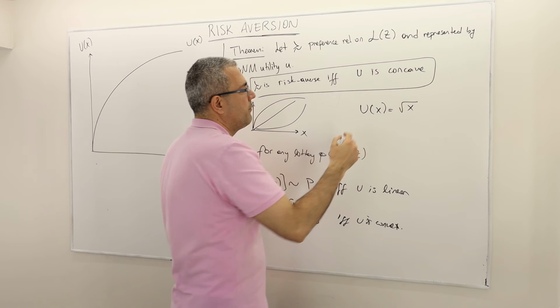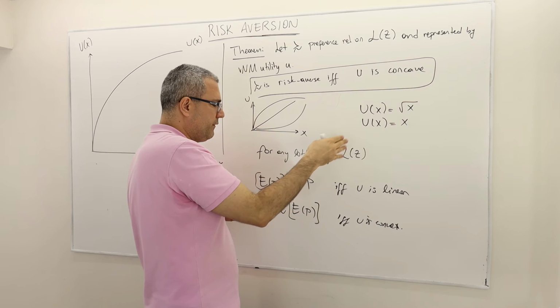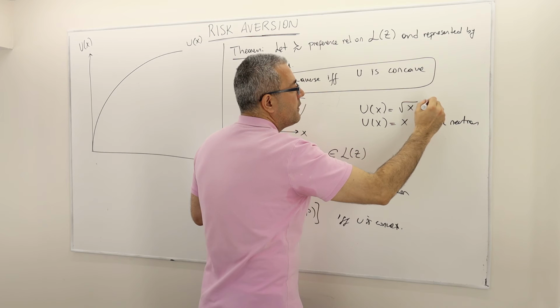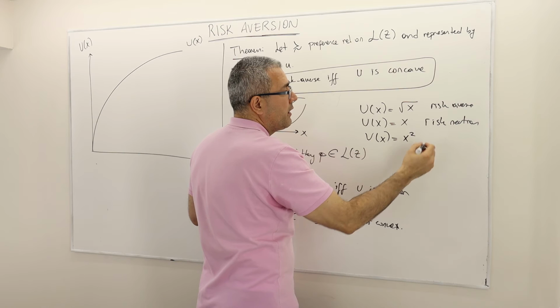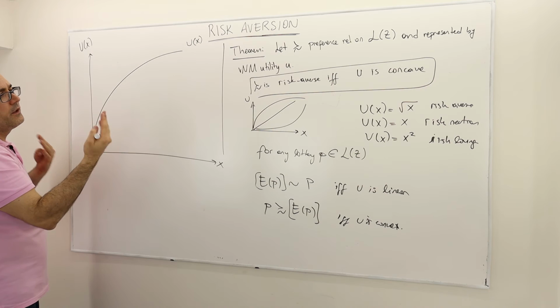U of X equal to X, or some constant times X. The constant doesn't matter. So this is a linear utility function, and hence it's risk neutral. So this is risk averse, and U of X, for example X squared, is going to represent a preference relation that is risk loving. Okay, so let's suppose this is the utility function U, and it's concave. Well, how is it related to risk aversion?